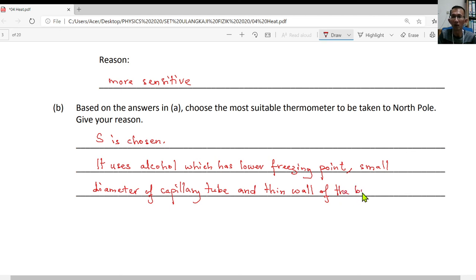Thin wall of the bulb. This is funny English. Can you follow our discussion? Okay, so I stop here and we will continue in a sec. See you.